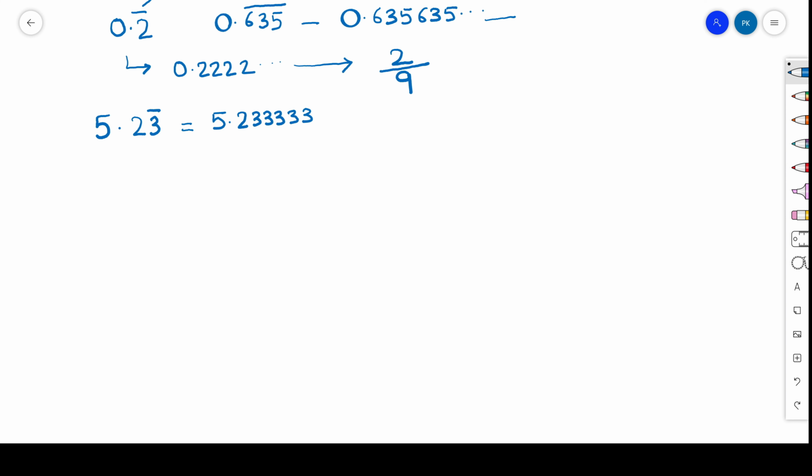Similarly, if we have to convert the decimal number 0.635 bar into a rational number, we will write 635. We will count the number of digits, which in this case is 3, and we are going to write 999. Now let us understand how to convert these mixed recurring decimal numbers into rational numbers.